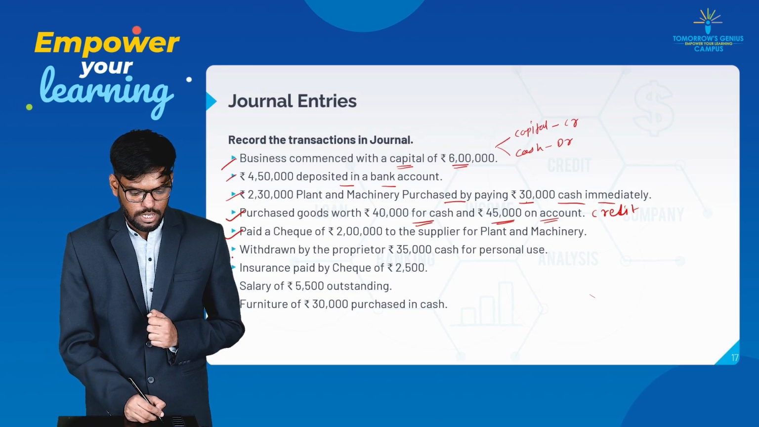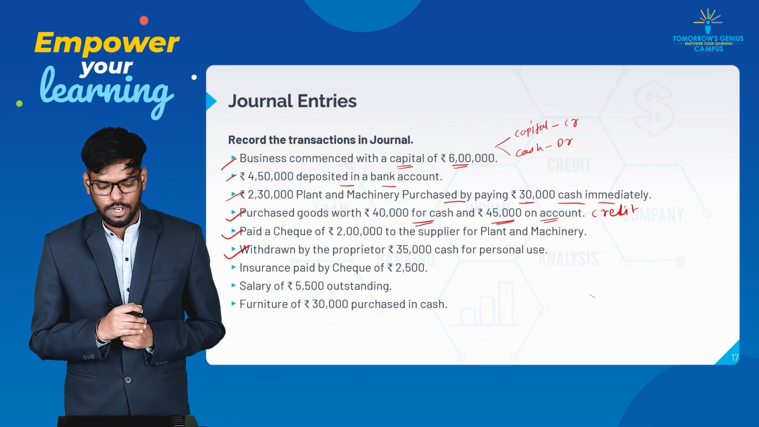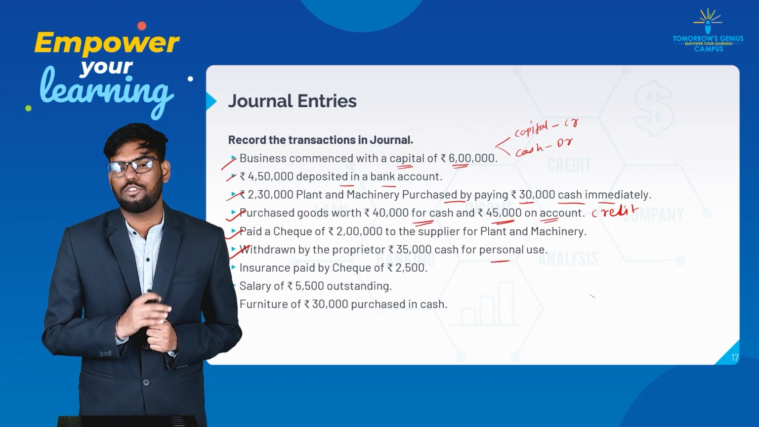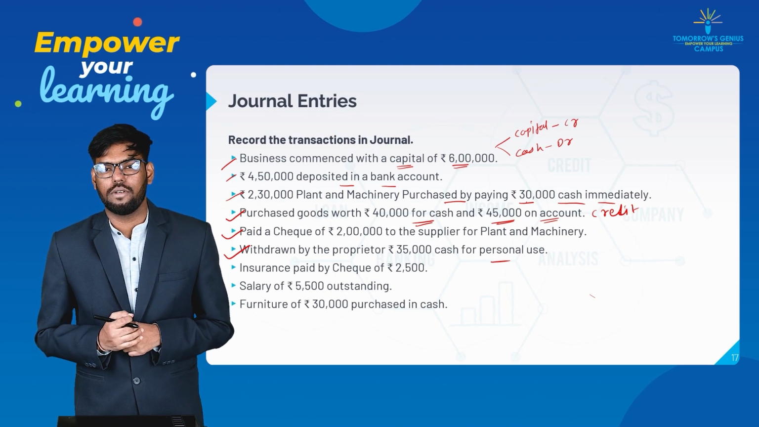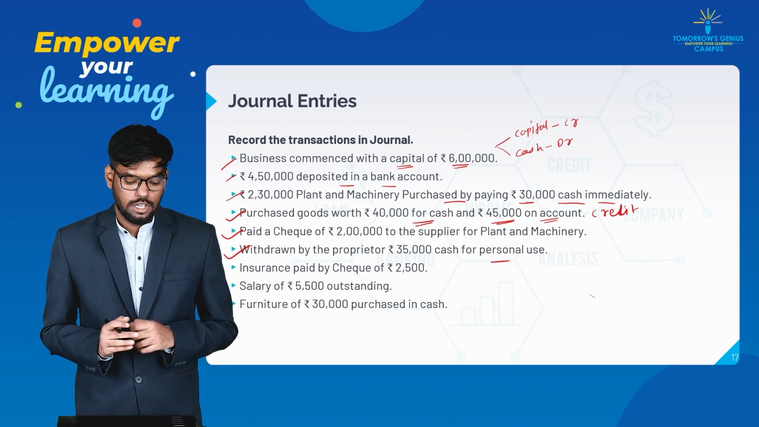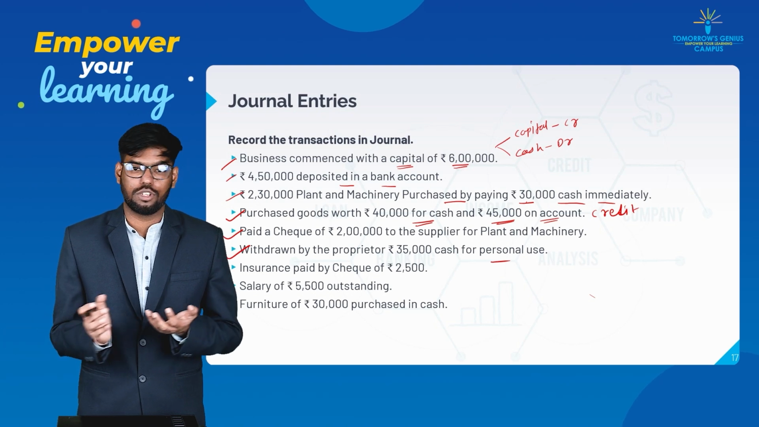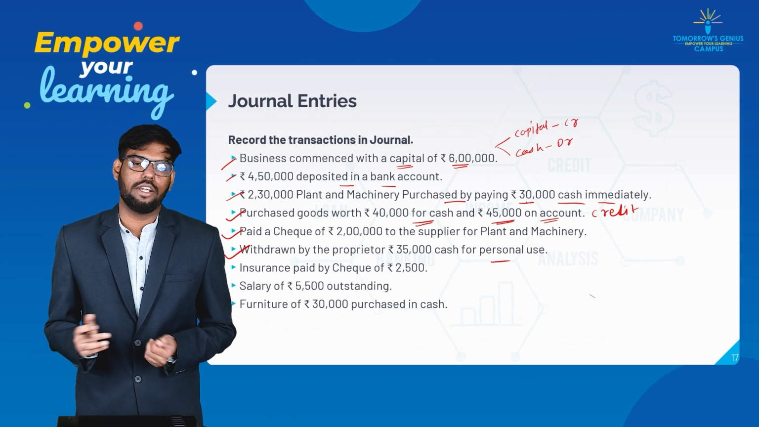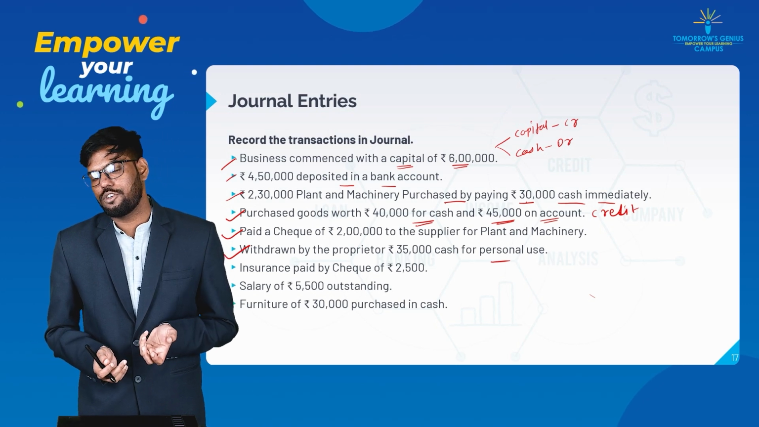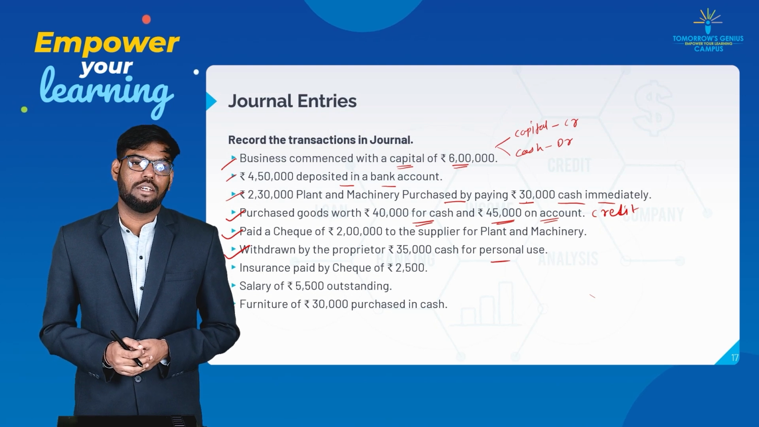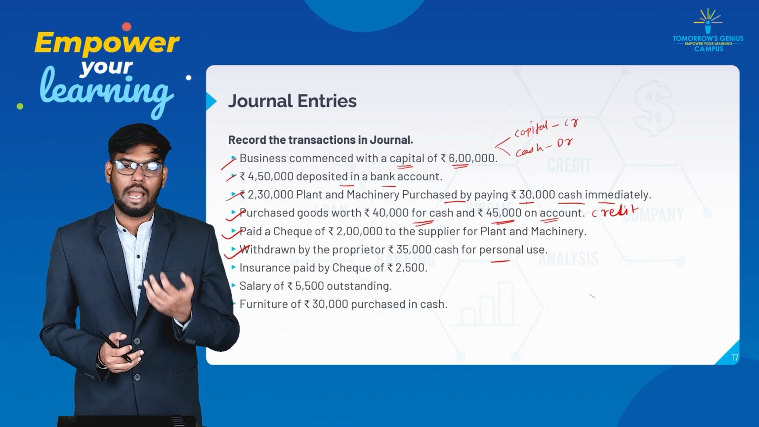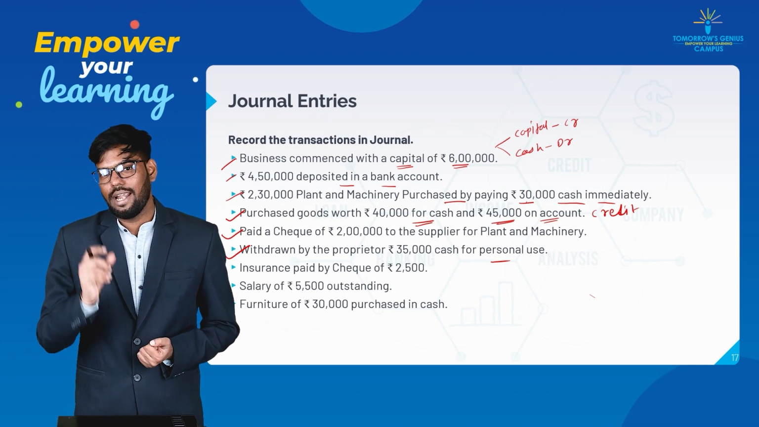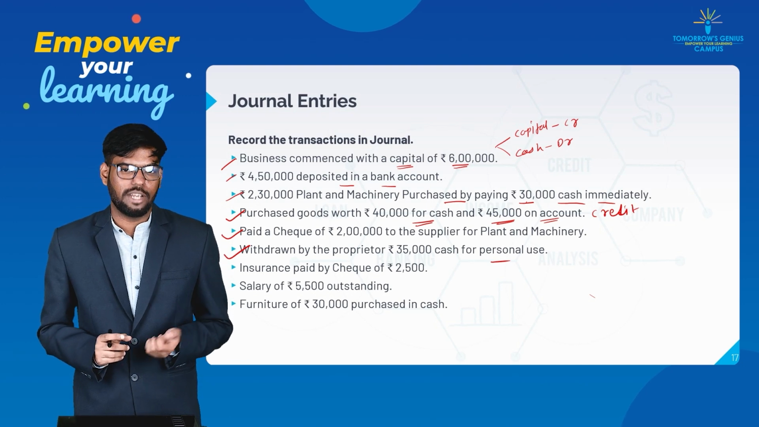So the next transaction is withdrawn by the proprietor rupees 35,000 cash for personal use. So the owner withdraws 35,000 rupees from the business for personal purpose, right? That is known as drawings. So 35,000 rupees of cash goes out of the business. So an asset comes down, and whenever an asset comes down, we have to credit the same. And drawings is one kind of, I can say, liability for the business, or you can say capital will go down because of the drawings. Capital is a liability, right? And when liability goes down, we have to debit the same, right?